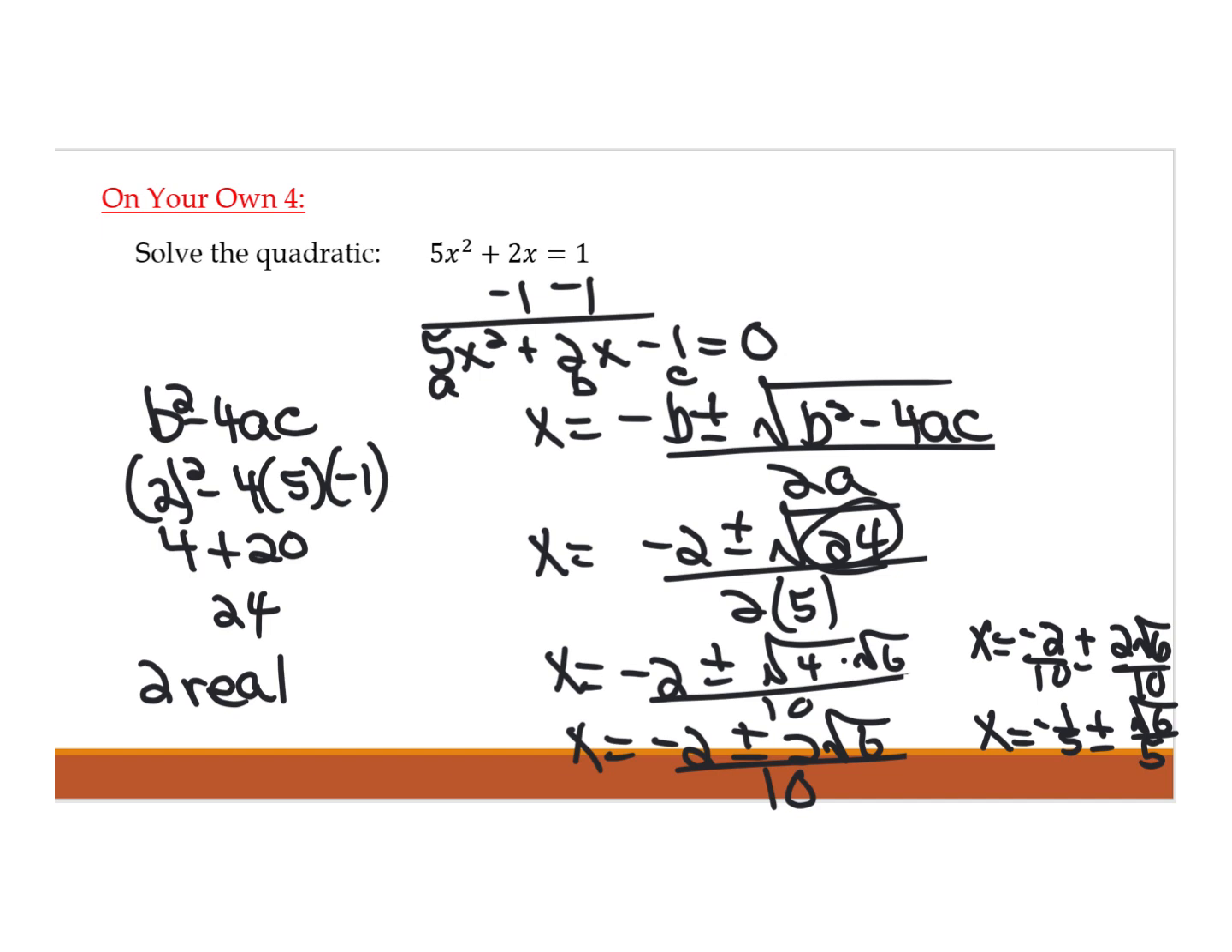Therefore, there are 2 solutions. You have x is equal to negative 1 over 5 plus the square root of 6 over 5. And you also have the solution x equals negative 1 over 5 minus the square root of 6 over 5.